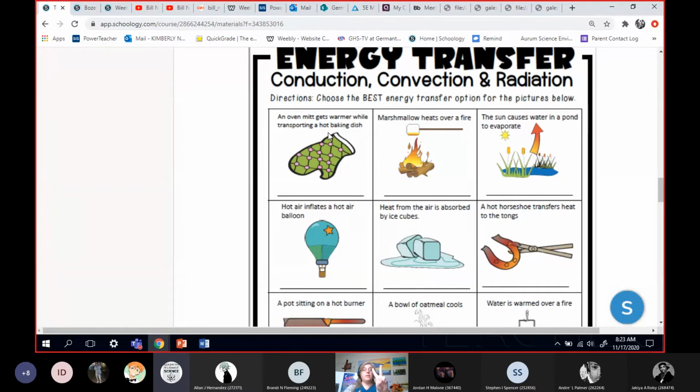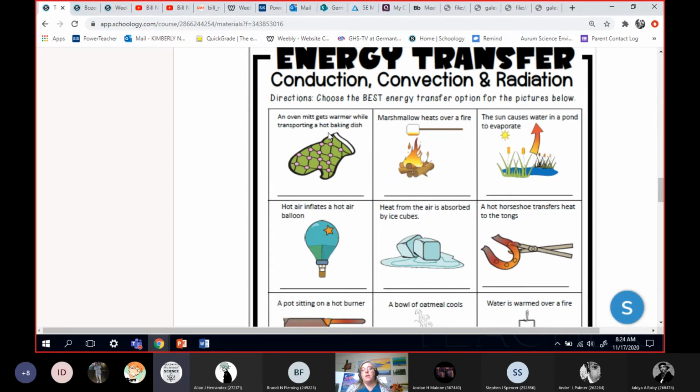Let's try the next one. This one is actually two of them. A marshmallow heats over a fire. What do we call it when the heat goes out in all directions? That's radiation. And because the heat is rising to toast your marshmallow, it's convection as well. So that one's actually two of them.